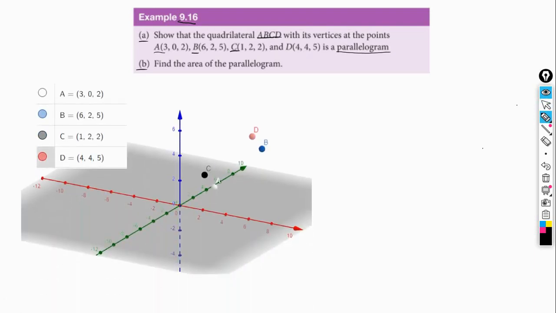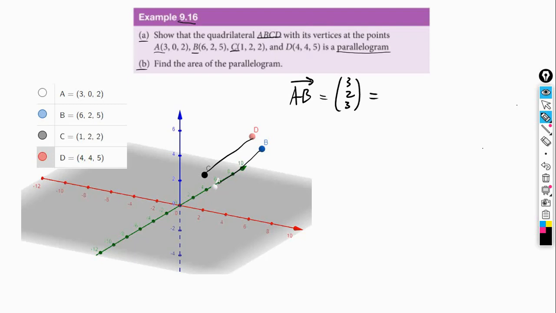So notice that in the 3D plane, they are not consecutive, right? So it's A, B, D, C. But let's see if this is a parallelogram, although it seems to be one, but we have to prove it, right? So what is vector AB? So AB should be equal to CD if they are parallel. So AB, remember that it's going to be B minus A, and that's going to give us 6 minus 3, that's 3, 2 minus 0 is 2, and 5 minus 2 is 3.